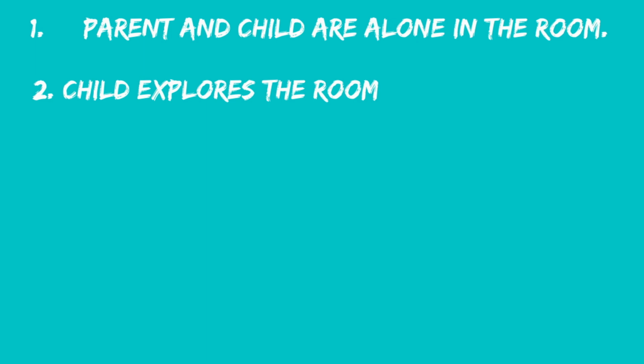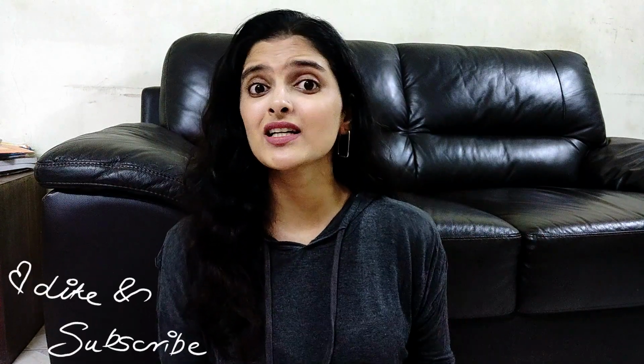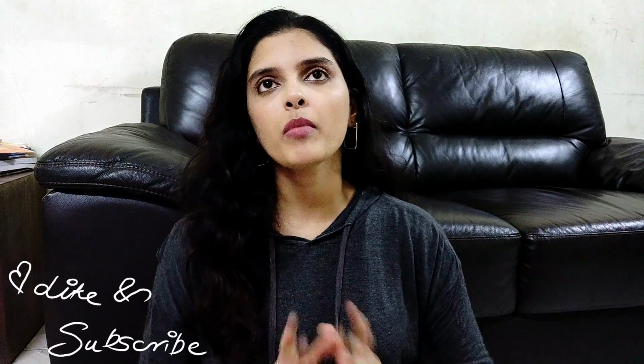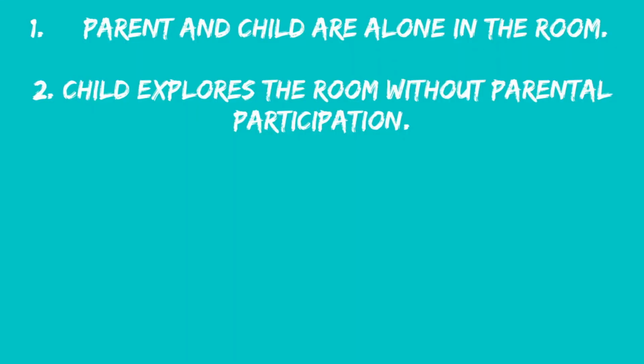The way this test works is that a child who is around 12 to 18 months and a parent enter the room. When they enter, the child is left alone to explore the room, to do whatever it wants, whereas the parent is supposed to sit and chill, maybe read magazines, do whatever they want, but the parent is not allowed to guide the child in exploration. The parent has been instructed to just sit and not get involved in what the child is doing.